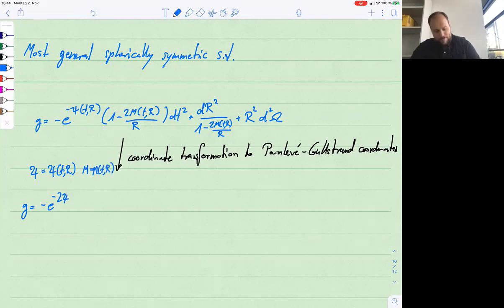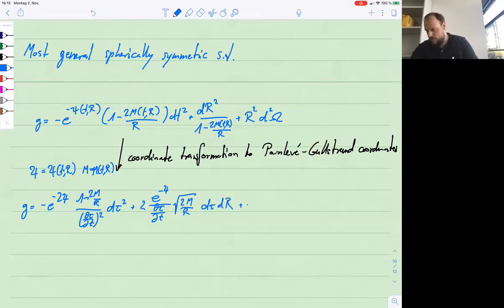Yeah, so that's assumed. So we have one minus two M over R. And then we have the Jacobian from the coordinate transformation. And we now call the new time tau, that's the Painlevé-Gullstrand time. Then we have two e to the minus psi over d tau over dt, square root of 2m over r, d tau dr. Then we have some dr square, and some r square d2 omega. Okay, this is now the most general metric in Painlevé-Gullstrand coordinates.